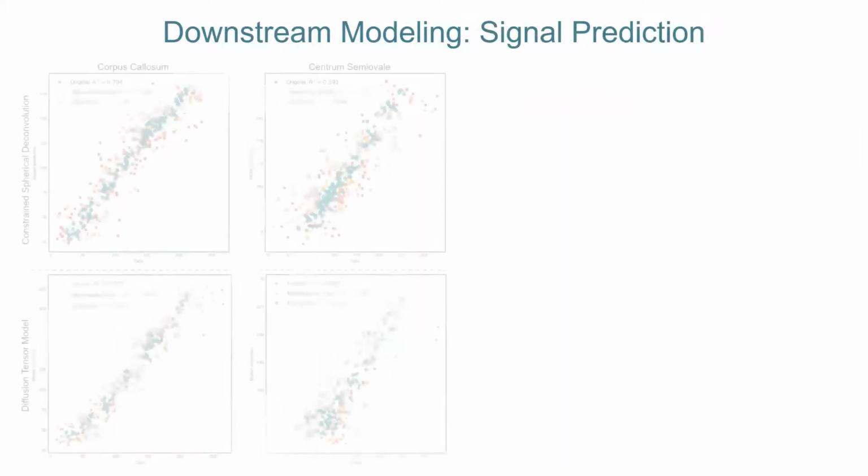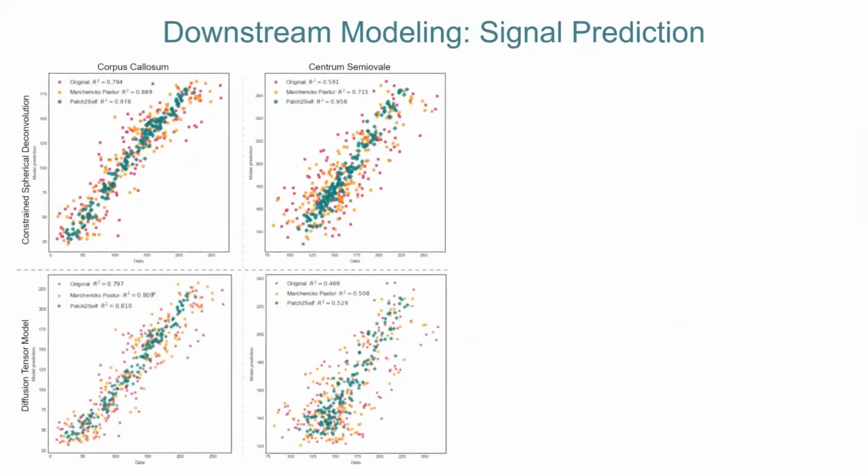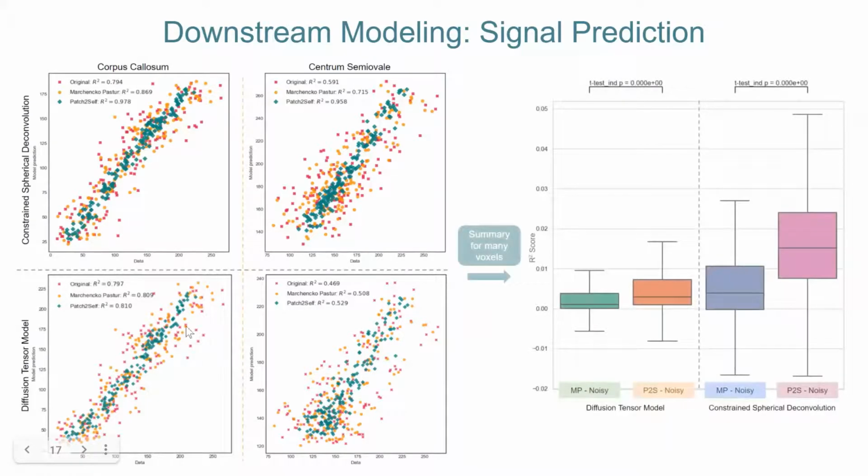We also compared the performance of Patch2Self on microstructure modeling. So these are the two most standard microstructure models. First is the diffusion tensor model, and the other is constrained spherical deconvolution. In each case, these are two sample boxes that I picked out. There were 150 gradient directions in the data, and we performed a cross-validation analysis to understand the goodness of fit. And here is the summary.